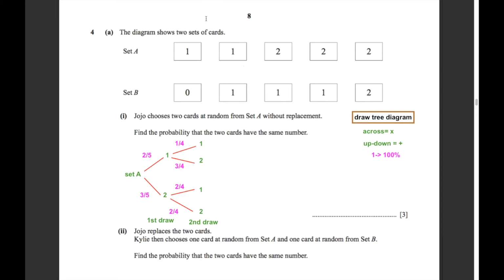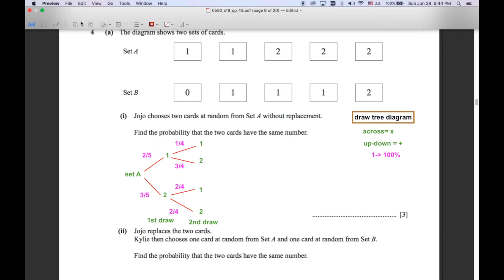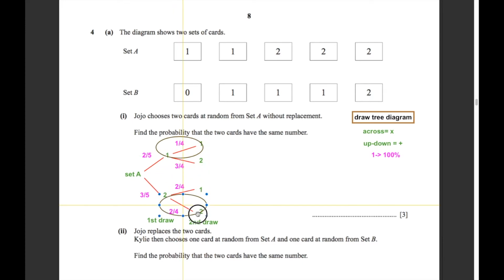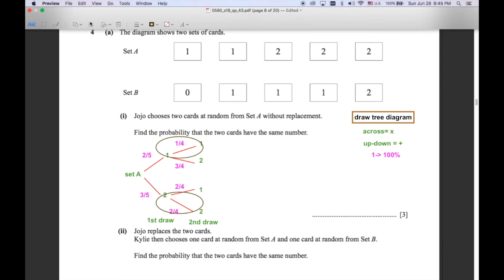They told us to find the probability that the 2 cards have the same number. If they have the same number, that would mean this. So let's just find the ones with the same number. We have 1 and 1, and we have the option of getting a 2 and a 2. This is what I mean by across is multiplication. When we're going across from here to here, you multiply these two numbers. When we're going up or down, we add. So this is what our final answer would be.